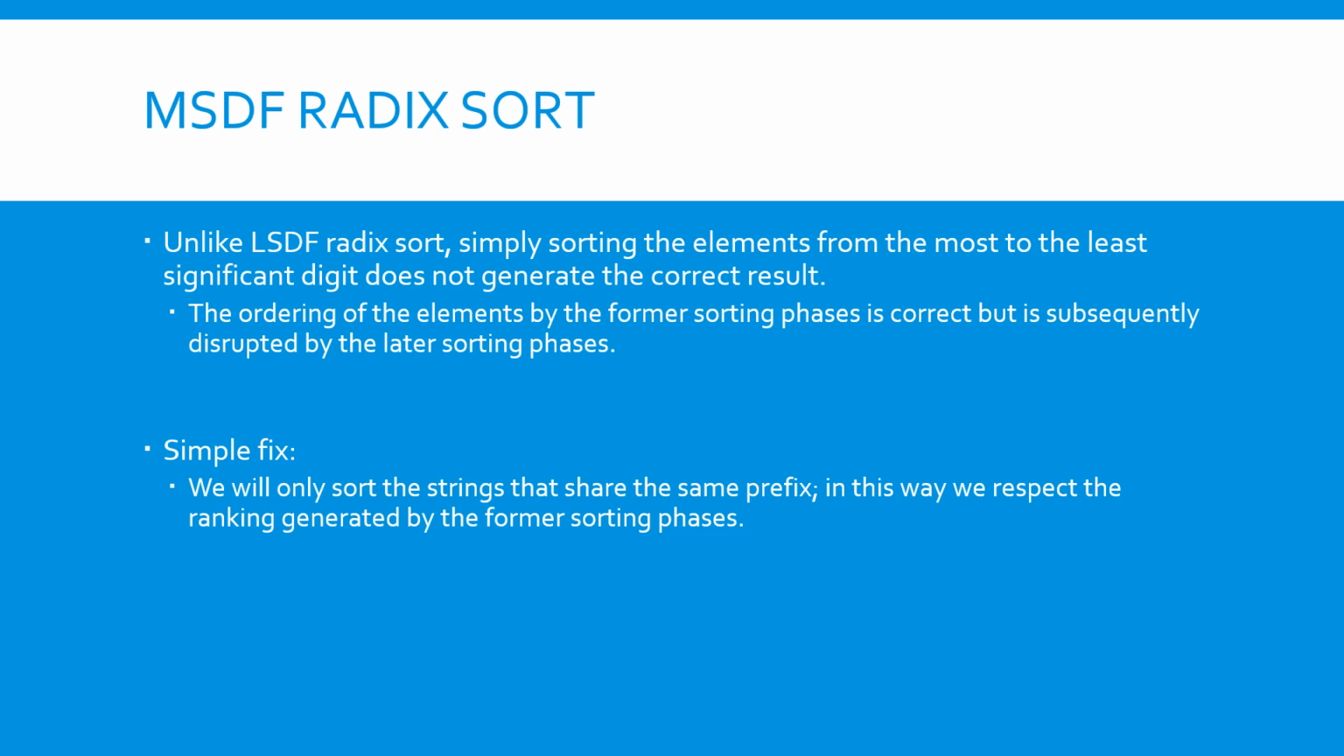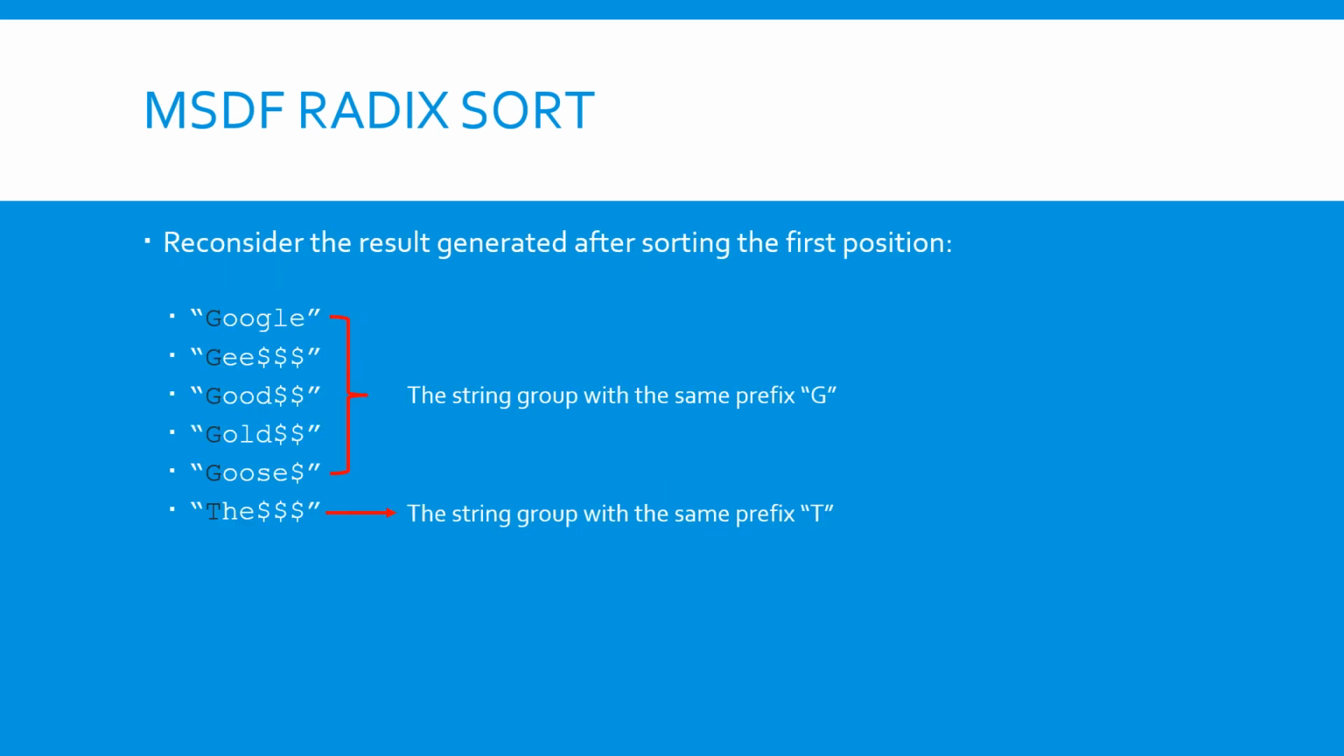So, a simple fix is that we shall respect the rankings generated by the former sorting phases. In other words, subsequent sorting phases should be independently applied to small string groups that share the same prefix, but not among strings that have different prefixes. We will illustrate the idea with the same set of strings. We first sort them based on the first position. We see that this sorting phase partitions the strings into two subgroups, the strings sharing the prefix G and those sharing the prefix T. We know that the second group contains only one string, therefore, no further sorting is needed.